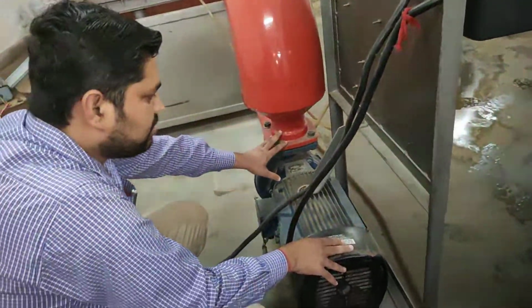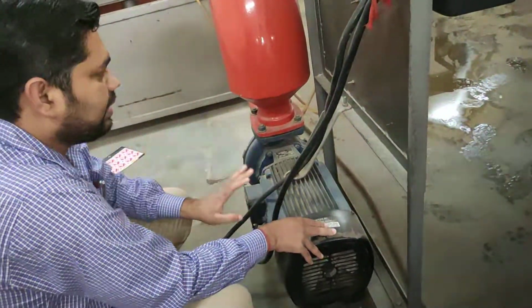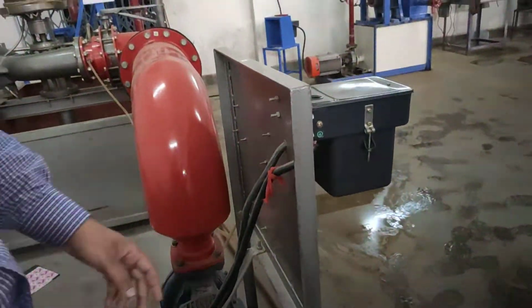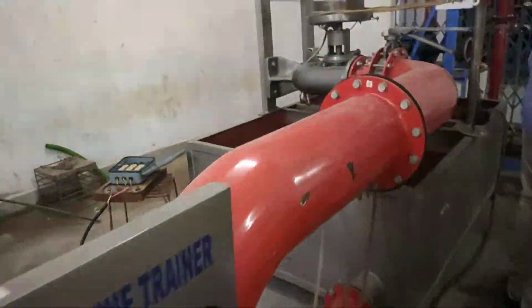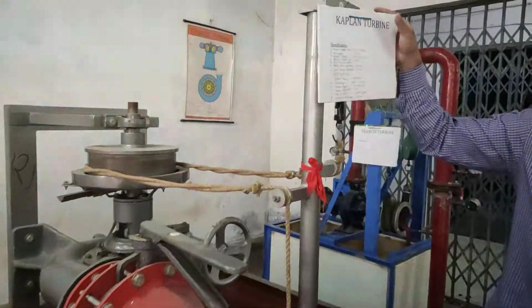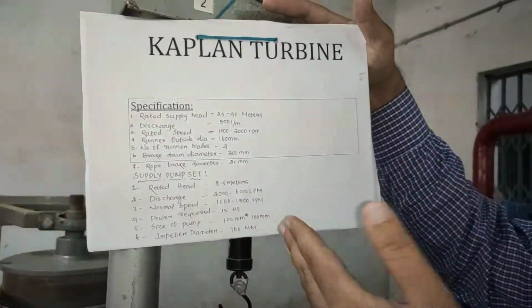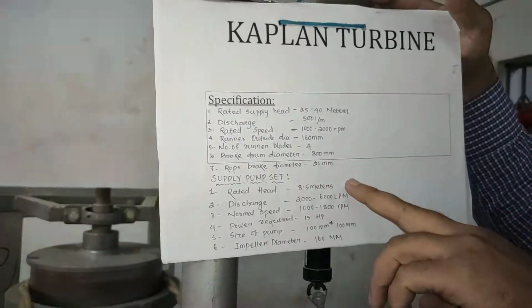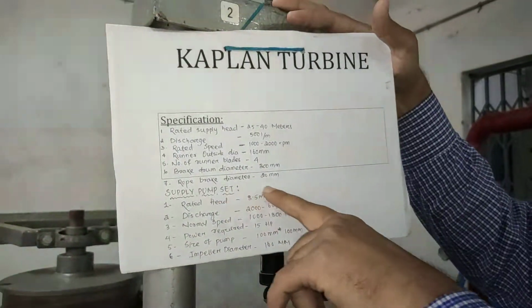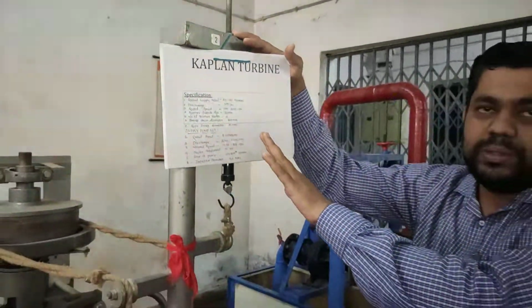Besides this 3-phase motor and pump, there is a specification for your Kaplan turbine. Here is given the specification of the Kaplan turbine: the rated speed, head, the discharge, and the runner outside diameter. The number of blades is 4, the brake drum diameter is 300, and the rope brake diameter is 20 mm. These are the specifications. The values should be constant.